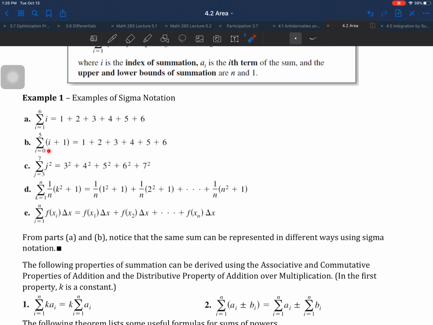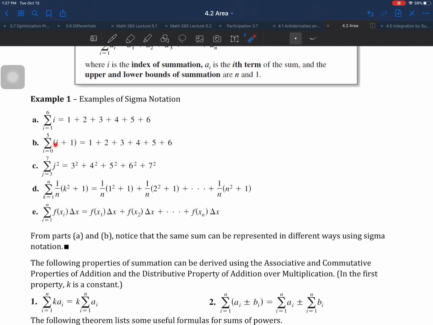So what about when the index starts at 0? That's fine, you can start at different values. i equals 1, i equals 0, j equals 3, k equals 1. We can use different indexes, and don't get too caught up with the index and the variables. They're just dummy variables.